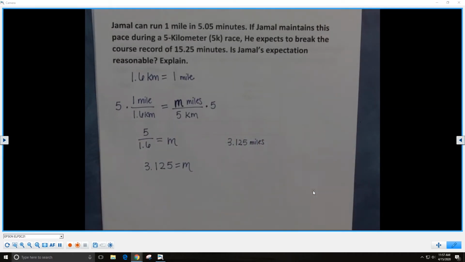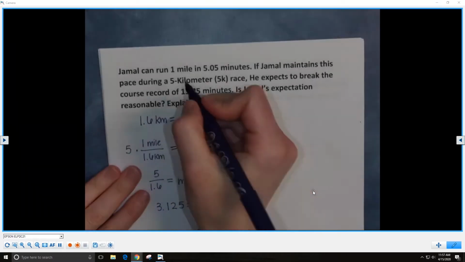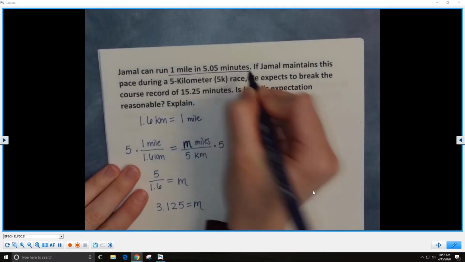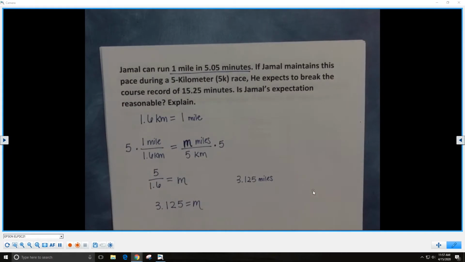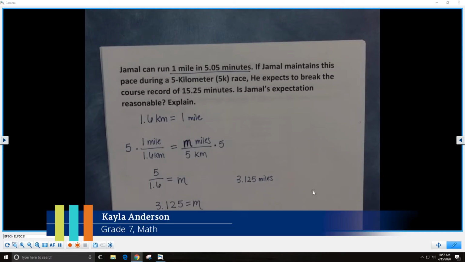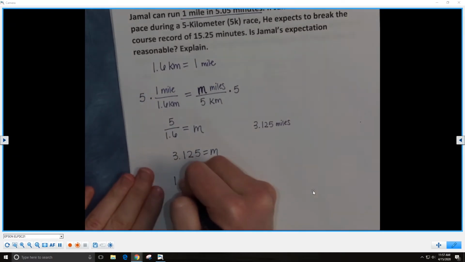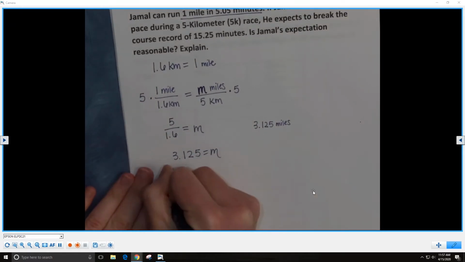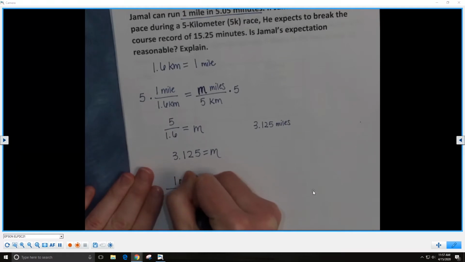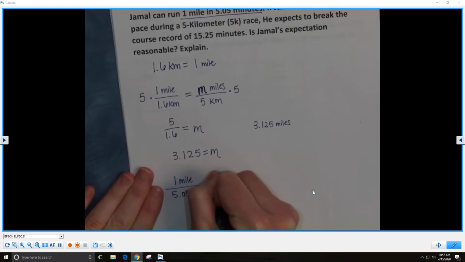Well, the problem says that Jamal can run 1 mile in 5.5 minutes. That's a really fast pace. If the total race is 3 and 125 thousandths miles long, we need to figure out if Jamal can break the course record of 15 and 25 hundredths minutes. Let's set up a proportion. So he can run 1 mile in 5.5 minutes.